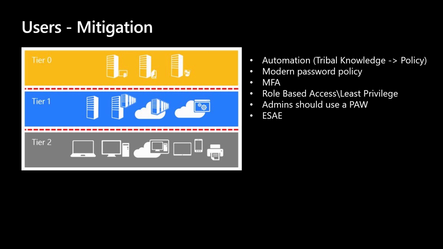Now, if I need to administer domain controllers, I would have an account that I use in tier zero and tier zero only. This account would not be used to log into resources in tier one or tier two. Same would go for tier one. I would have an account that I would use to administer tier one resources, and that account would not be used to log into DCs or anything in tier two. So this will minimize the damage that can be done if one of these accounts gets compromised.